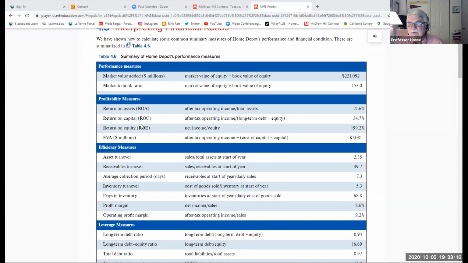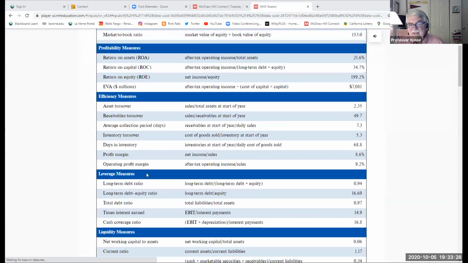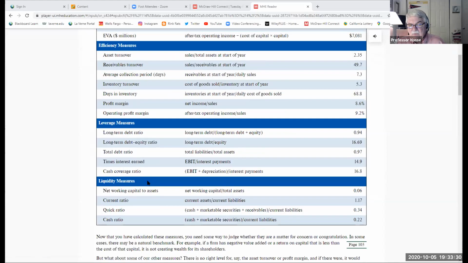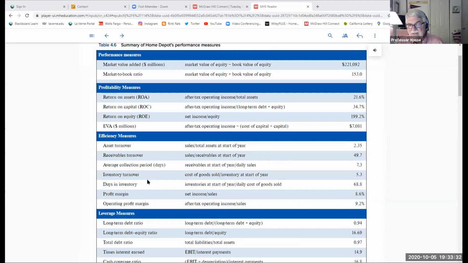Notice they're broken into groups. This is taken right out of page 105 of our textbook: performance measurements, profitability measurements, efficiency measurements, leverage measurements, liquidity measurements. These are taking the balance sheet, the income statement, and the cash flow statement and telling us something about the company. The first one you need to be aware of is return on assets.